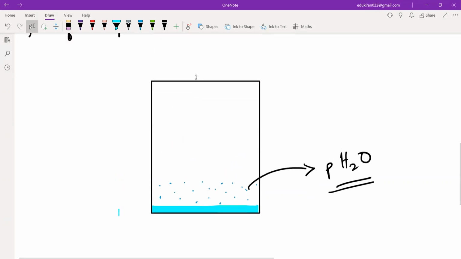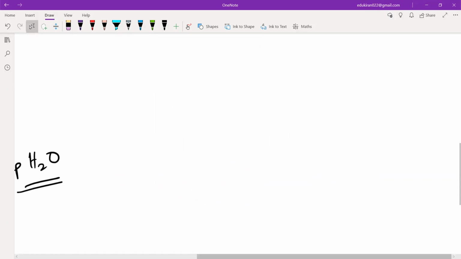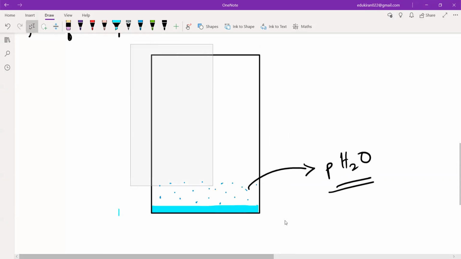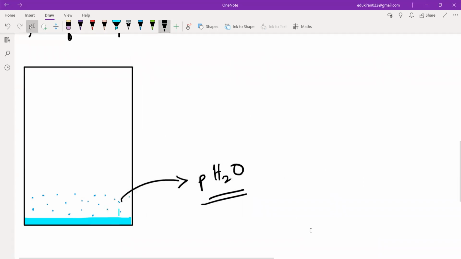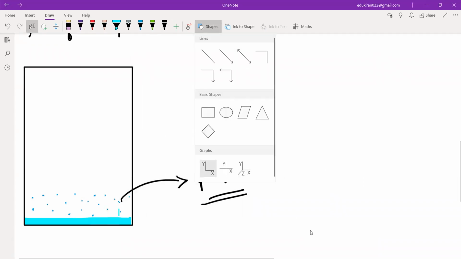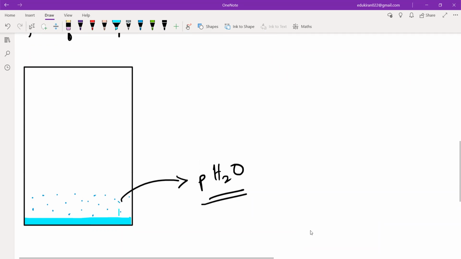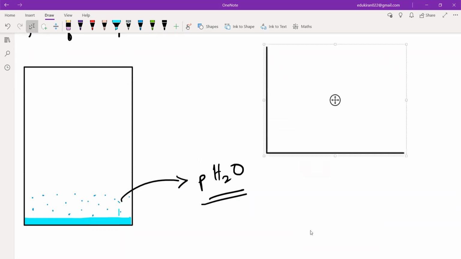Now, what I will do, I will increase the volume here. As soon as I increase the volume here, what will happen? Now the water does not know that the volume has been increased, right? So let me show what happens. This is time, and I'm increasing the volume, and here is the pressure, the pressure due to H2O.